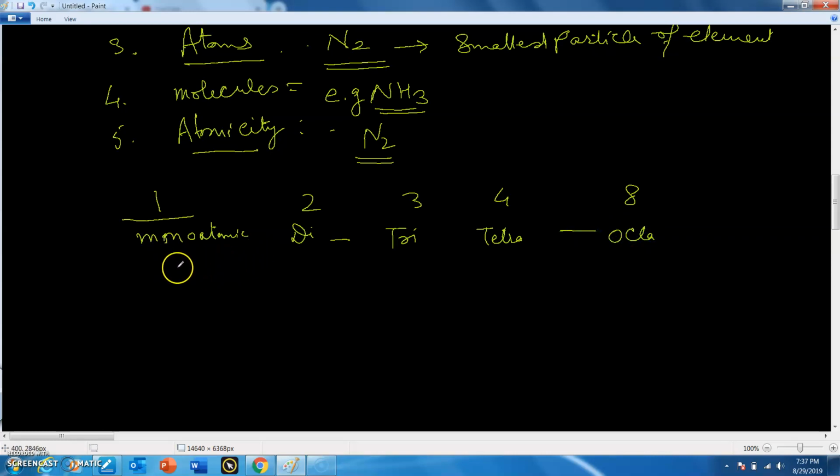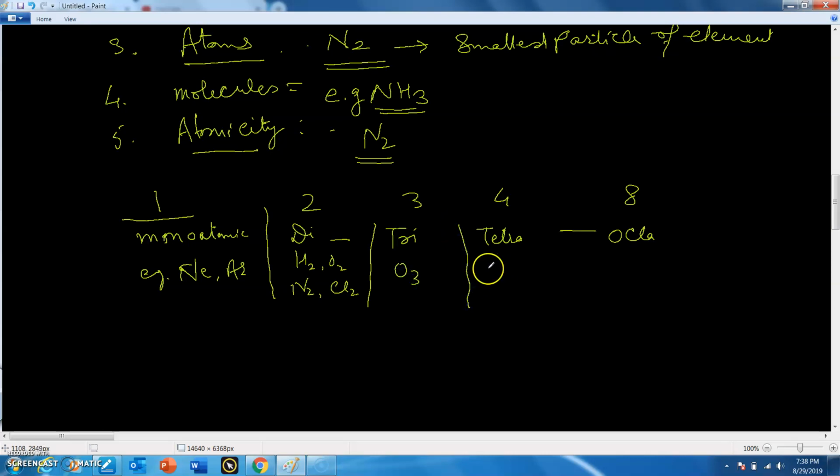Now we can take examples. For monatomic, all the inert gases, for example neon and argon. Diatomic: hydrogen, oxygen, nitrogen, chlorine. Triatomic: ozone. Tetratomic: phosphorus, P4. And octatomic is sulfur, which makes the S8 ring.